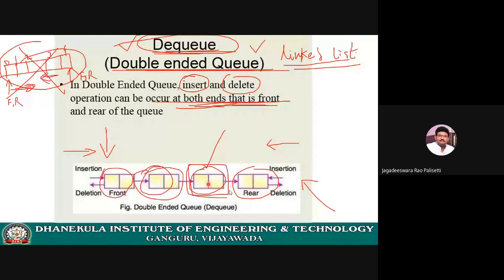Okay, the structure of a node is also the same, because it contains only 2 things, one is the data part, one is the address part. Nothing more than that.